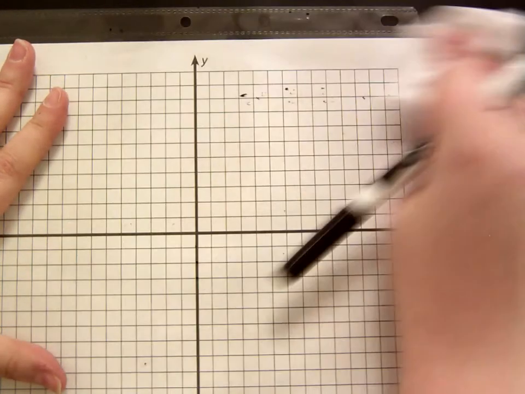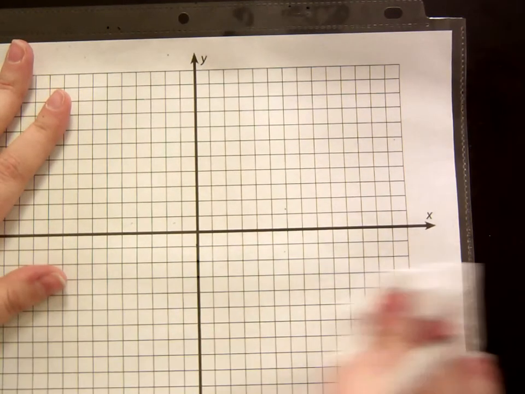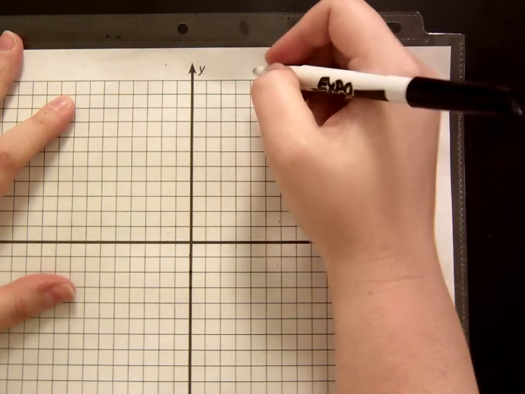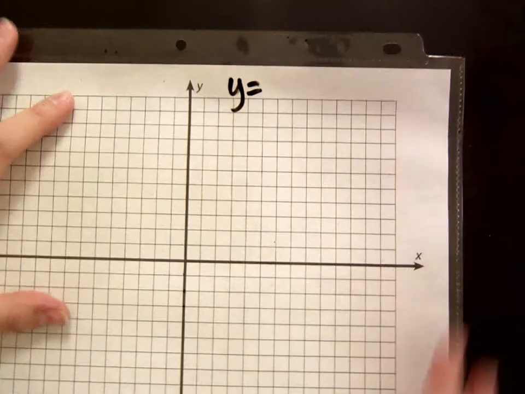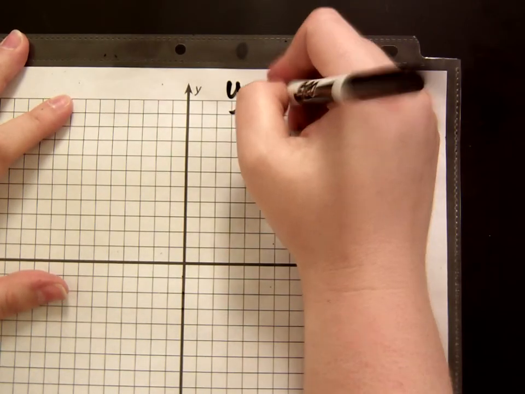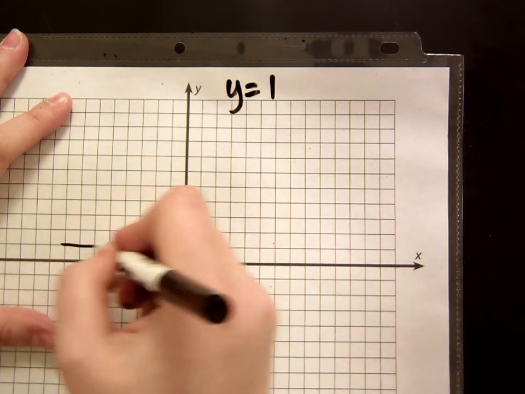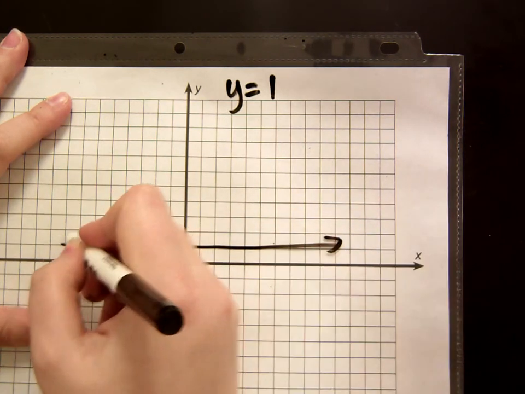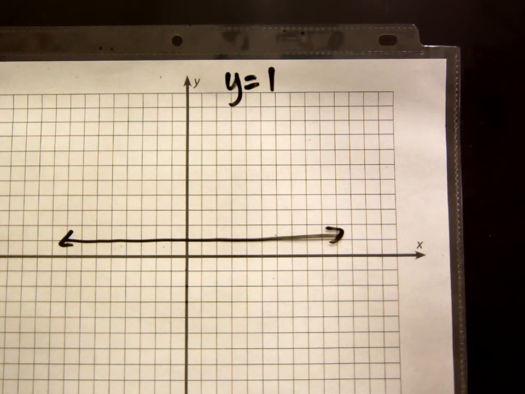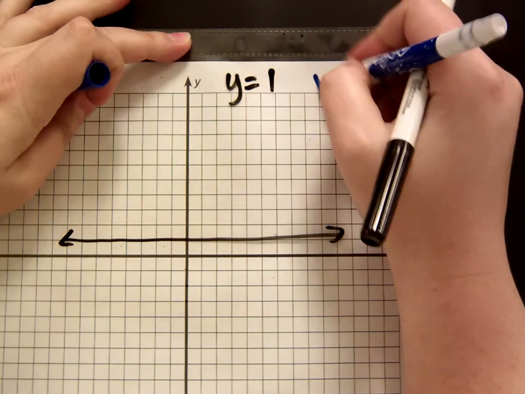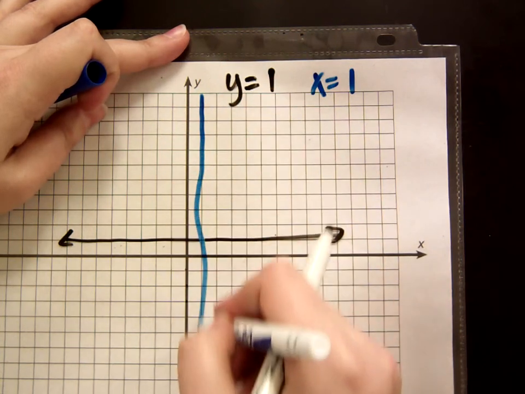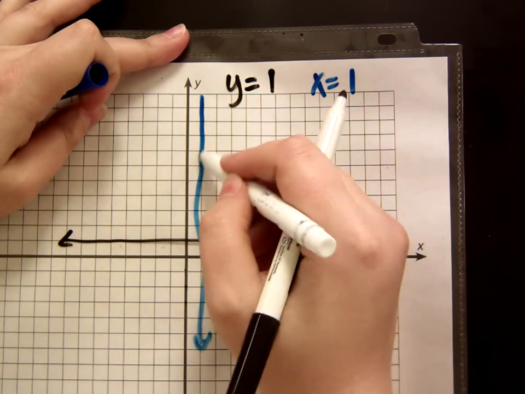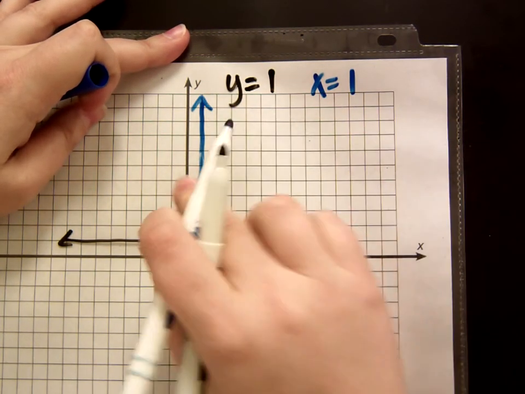Now, there's also flat lines, which have a slope of 0. Flat lines will always take the form of y equals some number. So for example, if I had y equals 1, that is going to be a flat line at positive 1. On the other hand, if I had x equals 1, that'd be a vertical line at positive 1. And I'm really not good at drawing straight lines. Oh well.